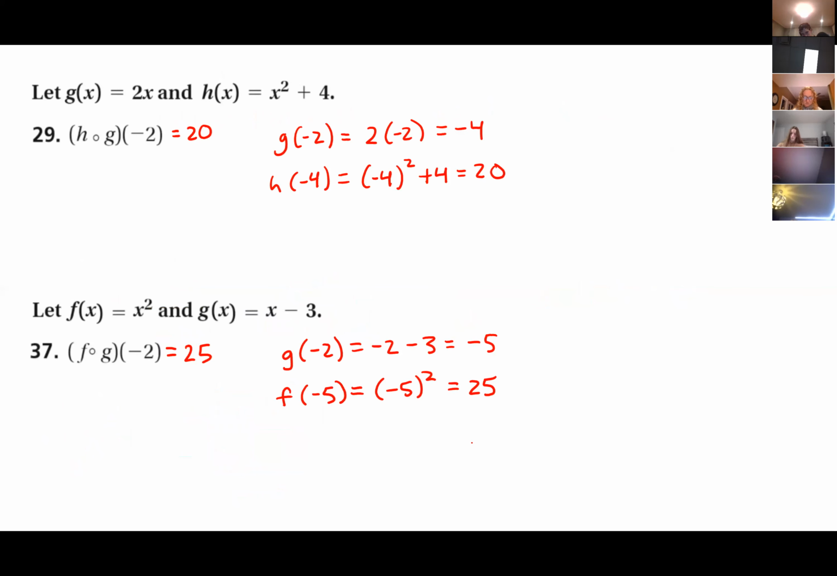Question number 29, you had to find a composition of h of g of -2. So first I put -2 into the g equation, and that gave me -4. Then I took -4 and put it into the h equation, and that gave me 20, and that was my answer. For number 37, we had to do a composition of f of g of -2. So I took -2 and put it into g, and that gave me -5. And then I took -5 and put it into f, and I got 25 for my answer.